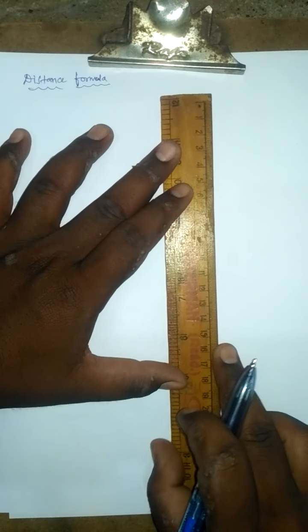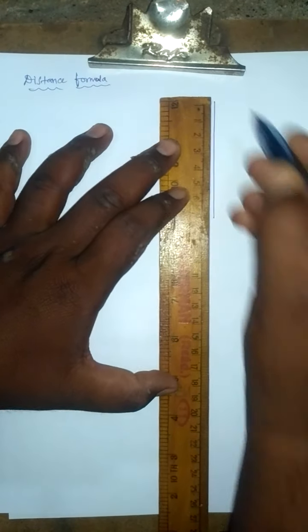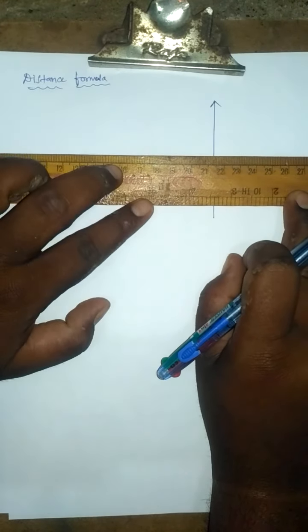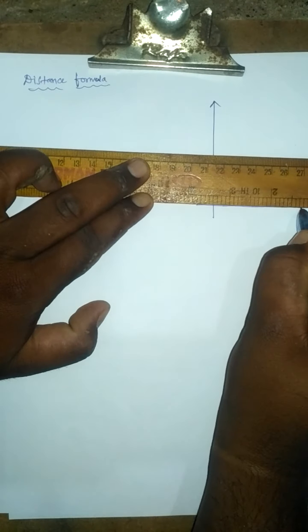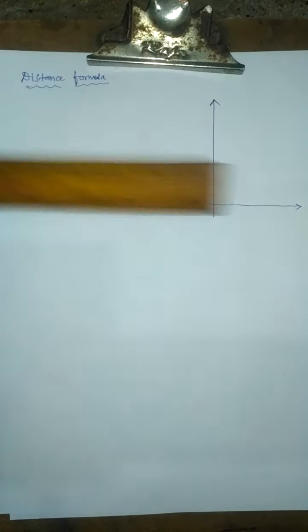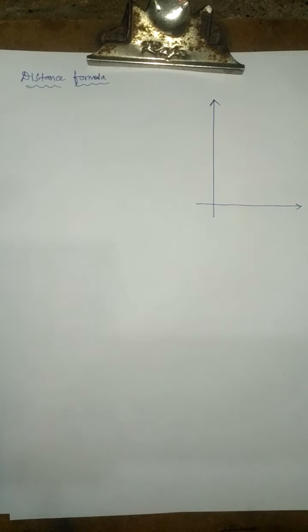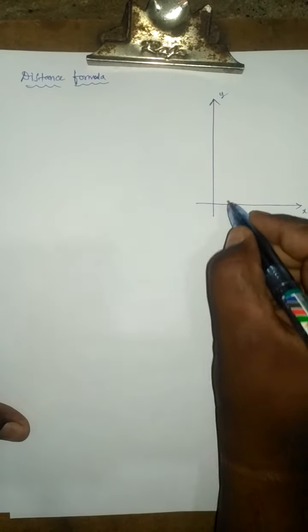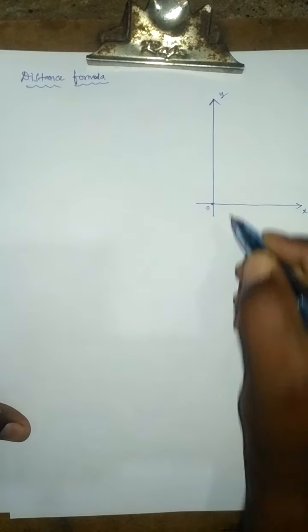Here we have to derive a formula to find the distance between two given coordinates. So we have to take one Cartesian plane. This is the y-axis and this is the x-axis. Here I am going to consider only the first quadrant, right? So this is x and this is y. Now here, this is the origin, right?